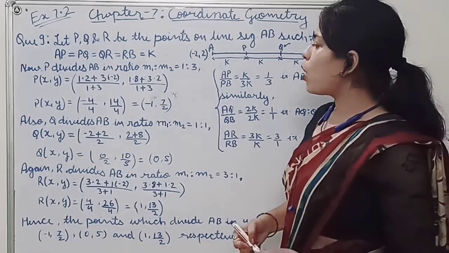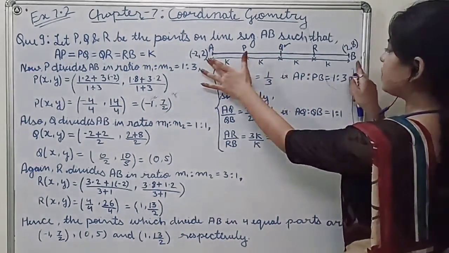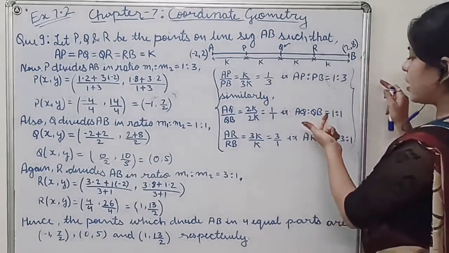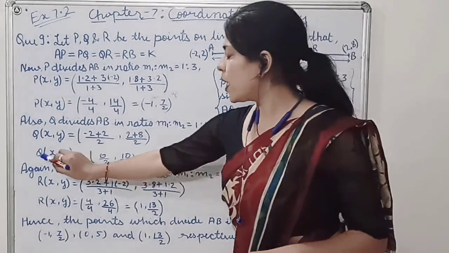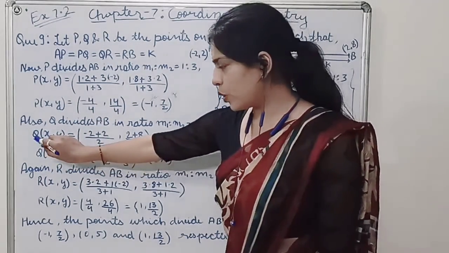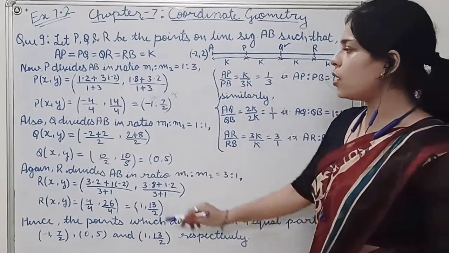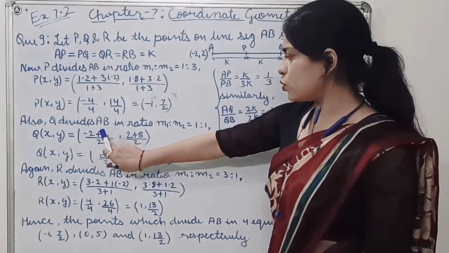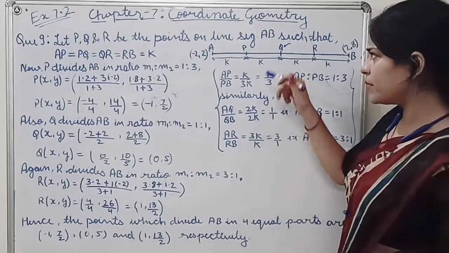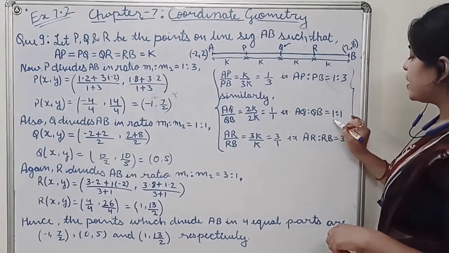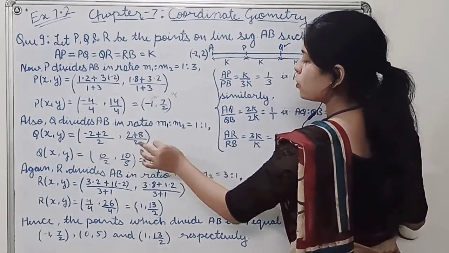Okay, now again, Q is also dividing line segment AB in 2 equal halves. Here we have got the ratio, so Q is dividing in 2 equal halves. So for Q(x, y), using the midpoint section formula, the coordinates of Q are given by x1 plus x2 upon 2 and y1 plus y2 upon 2 for the midpoint. Q is the midpoint, and I have already explained why Q is the midpoint.